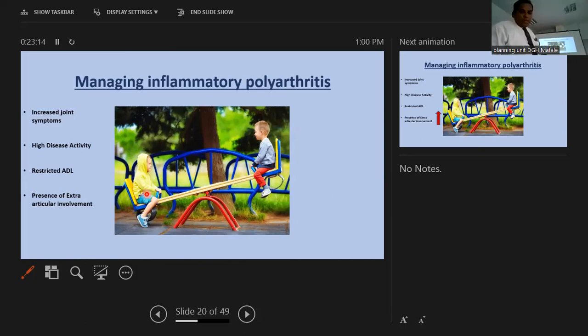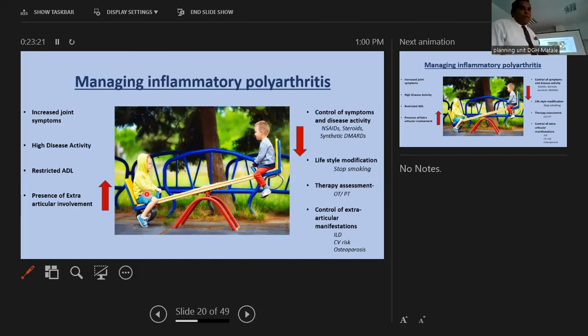What you need to do in the treatment is push it up by putting the weight on the other side. So controlling of symptoms and lifestyle modifications. One important lifestyle modification in rheumatoid arthritis or inflammatory arthritis is cessation of smoking, therapy assessment, and addressing control of extraarticular manifestation, in particular interstitial lung disease.